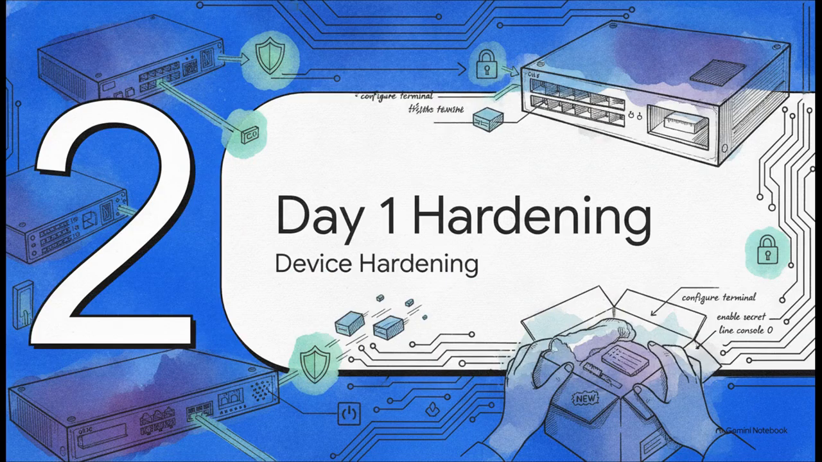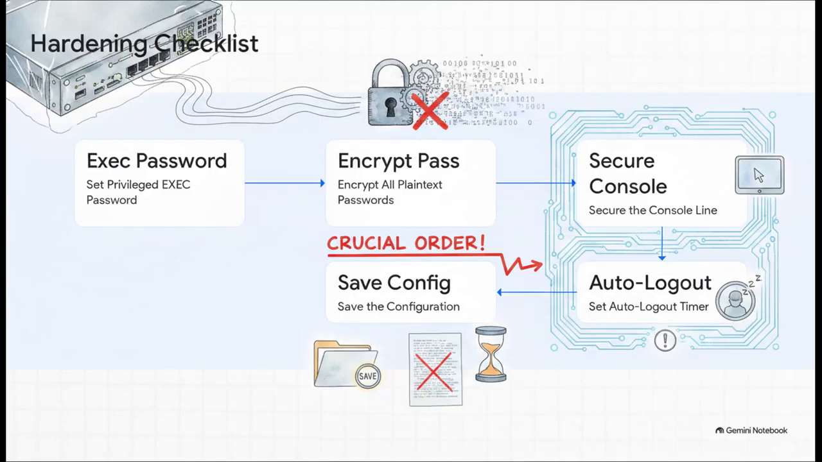Now, what's really interesting about this next phase is securing everything. Let's get into Part 2, day 1 device hardening. Okay, picture this. You've just unboxed a brand new switch. Before it ever even thinks about touching the production network, we absolutely must secure it. And here is the exact chronological sequence to do just that.